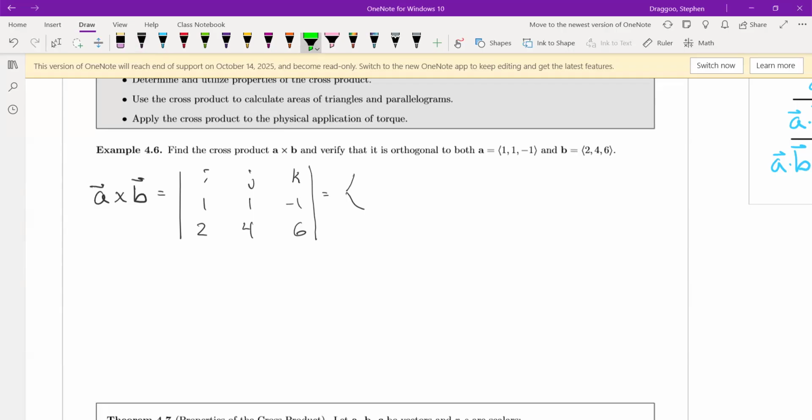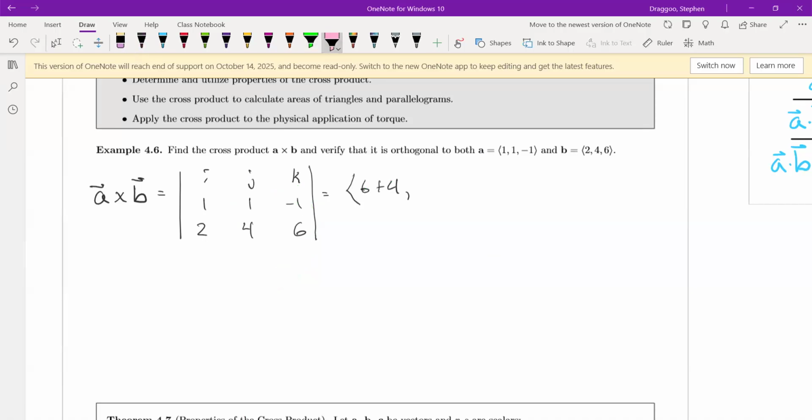For the first component, I'm just going to be looking at these numbers, the collection that are not in the I column, and then just go in the positive direction. This looks like 1 times 6 minus negative 1 times 4, or plus 4.